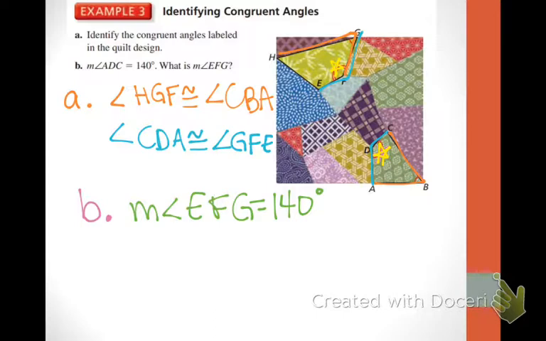Because it came right here. ADC, which is this one. Remember that you can flip the letters. ADC is congruent to EFG. So that means if one of them is 140, the other one is also 140.